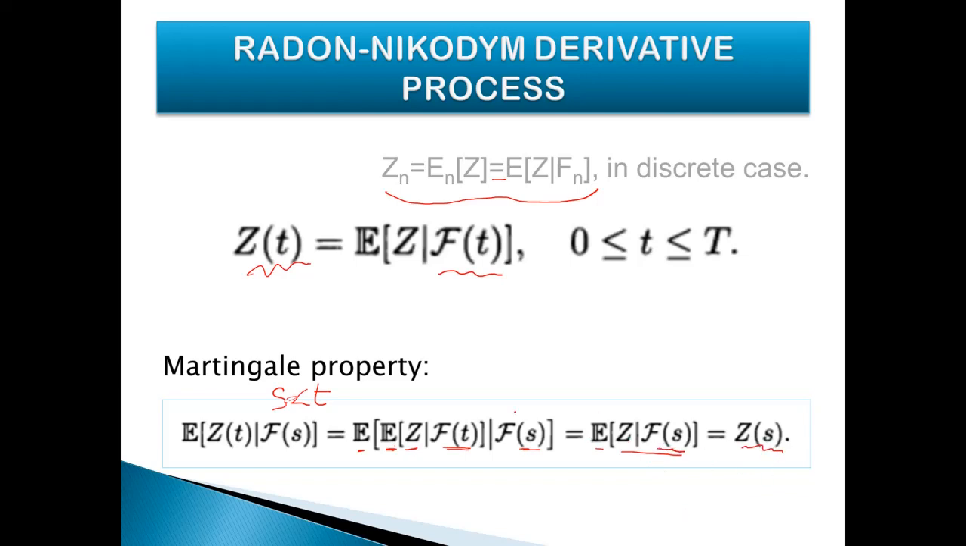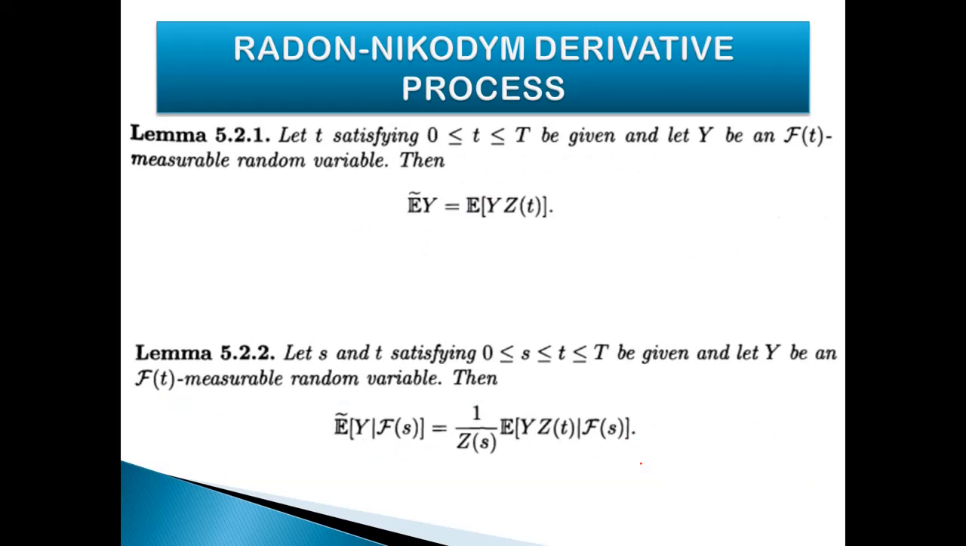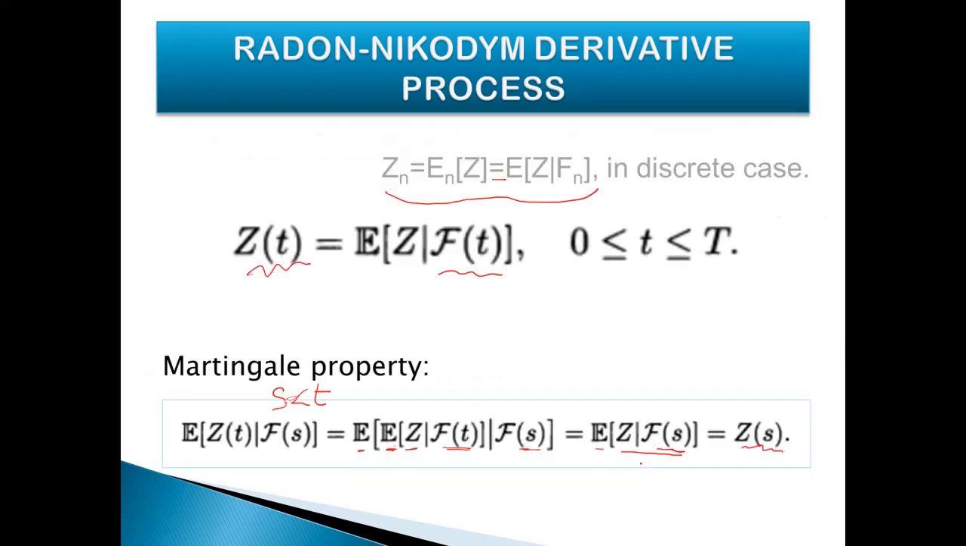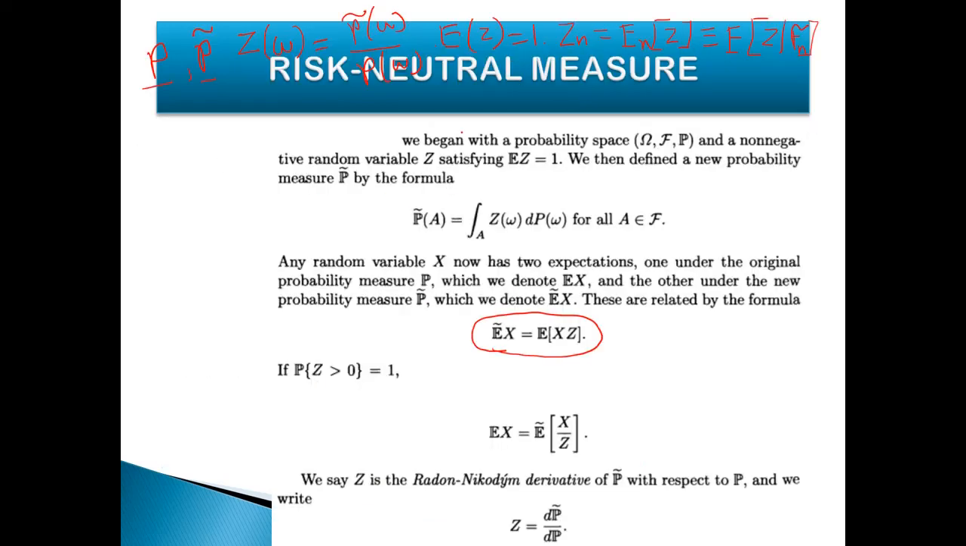Okay, so we have the expectation E[Z_t | F_s] = Z_s. That means this is a martingale. Okay, next one. As you see here, we have three things, right? Last time also we had three things. So the first one is here: the expectation E tilde of X is equal to E of XZ. This is true for any random variable X.